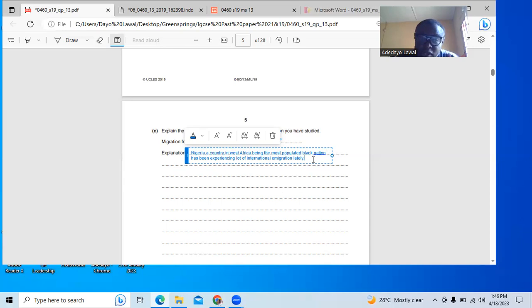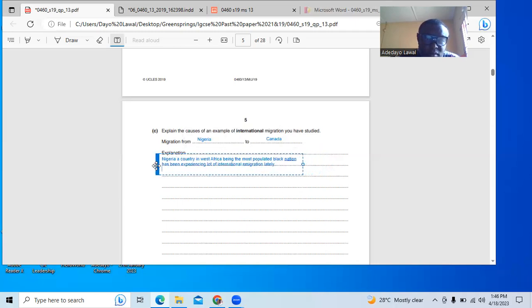So I just want to go into the point now. But this one will fetch me a point for area to Canada. That's one mark. But this one I just did, it's just an introduction. So now I will say that, because the question says cause of an example of international migration. Cause. So it's only cause. Don't write effects. Don't write problems.